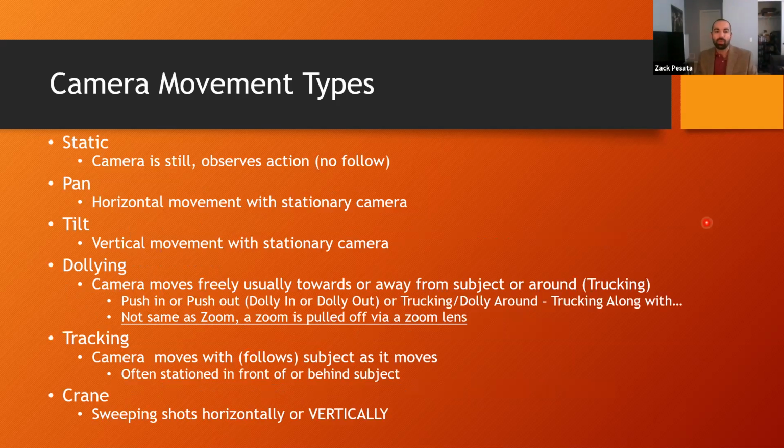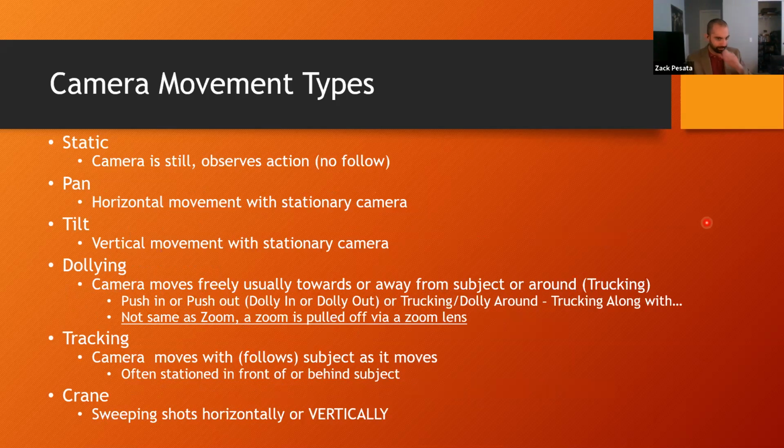So here's our camera movement types, and the video, which I'll share in just a second, will demonstrate each one of these. But you have a static camera. That just means that the camera does not move. It just is in one position and stays there and observes action.